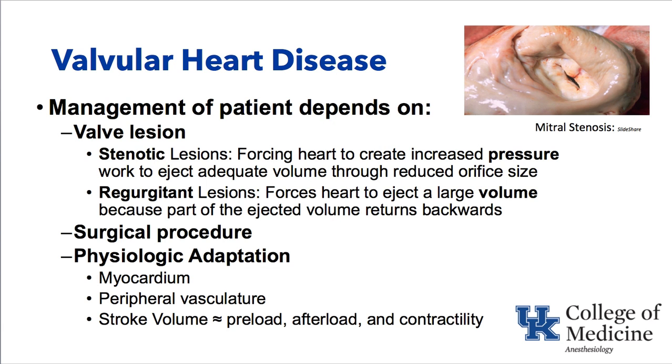Surgical procedure: if a patient's undergoing something that can be done under regional versus major fluid shifts, it will determine what we're going to do with regards to monitoring and anesthetic management. And how well the patient has adapted to their valvular heart disease will determine how we monitor and manage them. For example, do they have good left ventricular function? Do they have pulmonary hypertension? Is their stroke volume maintained, which depends upon preload, afterload, and contractility?